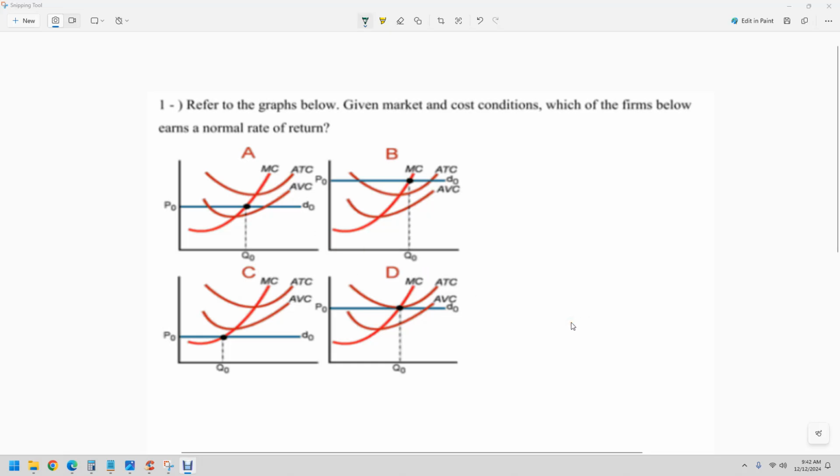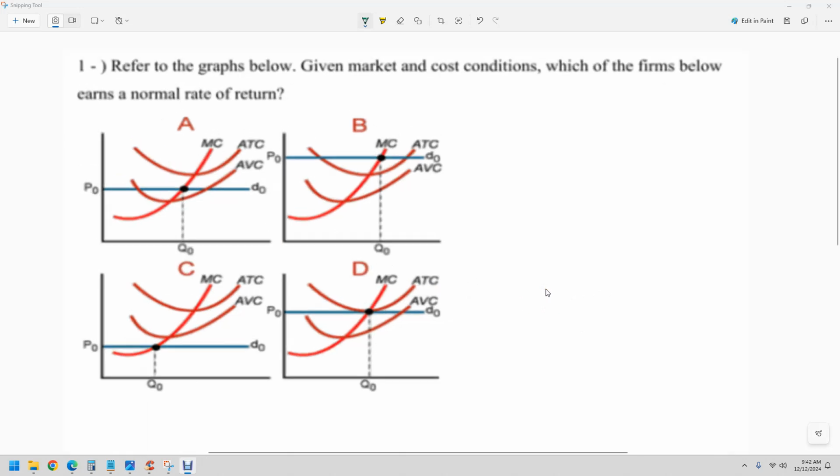In this video, we're going to look at how to tell what's what on a perfectly competitive firm graph. We've got 4 different examples, and we know it's perfectly competitive because price equals demand, which also equals marginal revenue. So what we're really looking for is who earns a normal rate of return. Normal profits, or normal rate of return, means that we're essentially breaking even. It's like the long run condition.